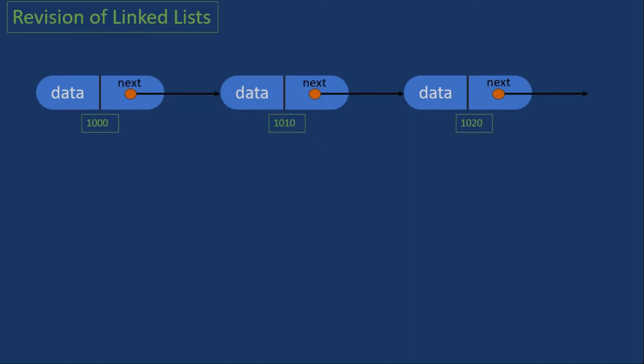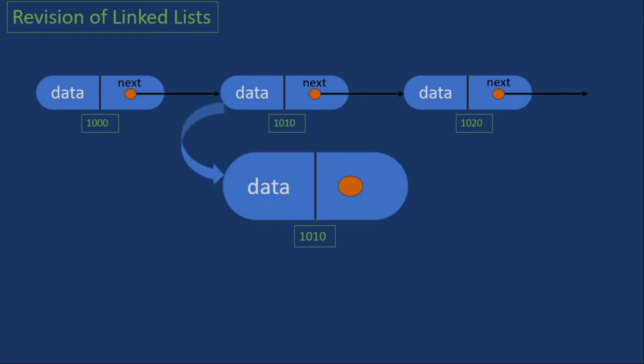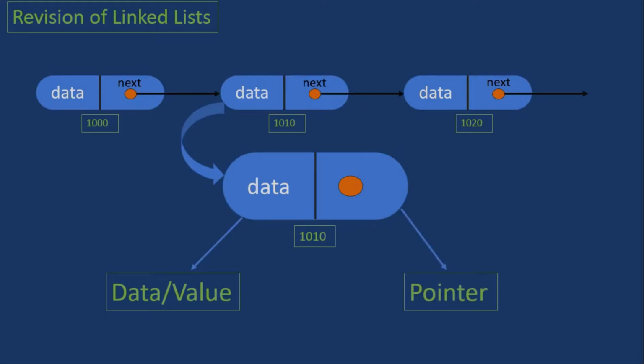In this example, we have a node at the memory location 1010 and can store data, and it has a next pointer pointing to 1020, which is the memory location of the next node in the linked list. And if you understand the Singly Linked List, then the Doubly Linked List will be very easy to understand. So if you want a quick refresh on the Singly Linked List, you can check out the playlist I linked in the video description. So let's get started with the Doubly Linked List.